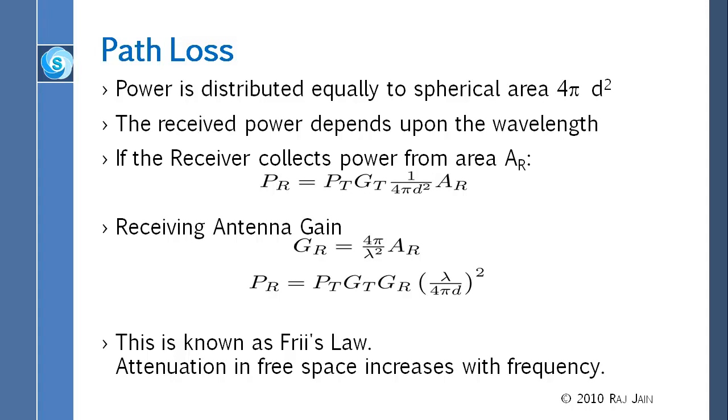So the key thing to take from here is two things. First of all, the power goes down as you go away by what order? I mean, if you go away by a factor of 2, how much will the power go down by?